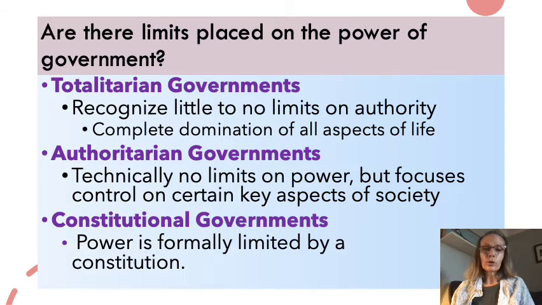A constitutional government has clear limitations on the power of government within a constitutional system. The power of government is formally limited by a constitution, and there are consequences for when the government does not abide by the Constitution. So let's dig into the type of government that the United States has, which is a democracy, and it's also a constitutional government.